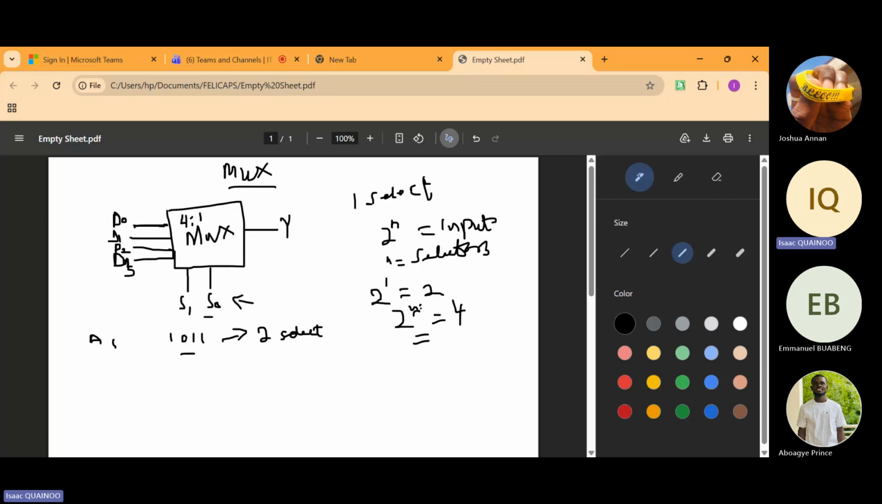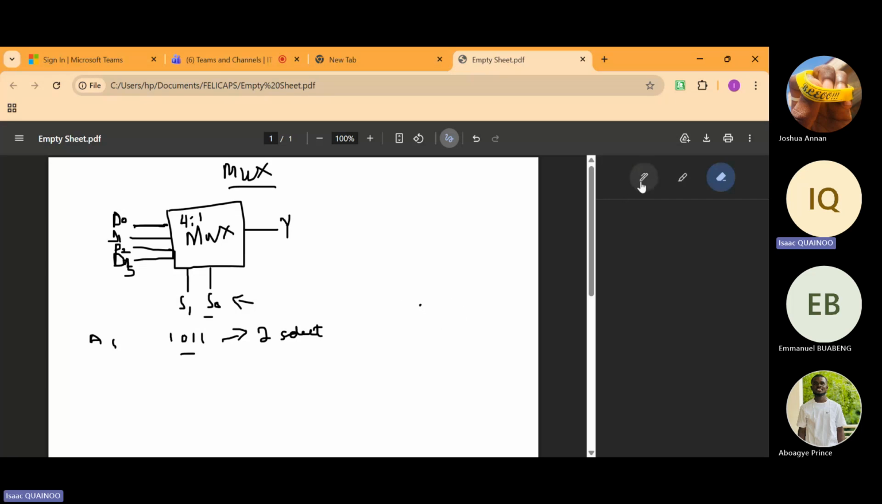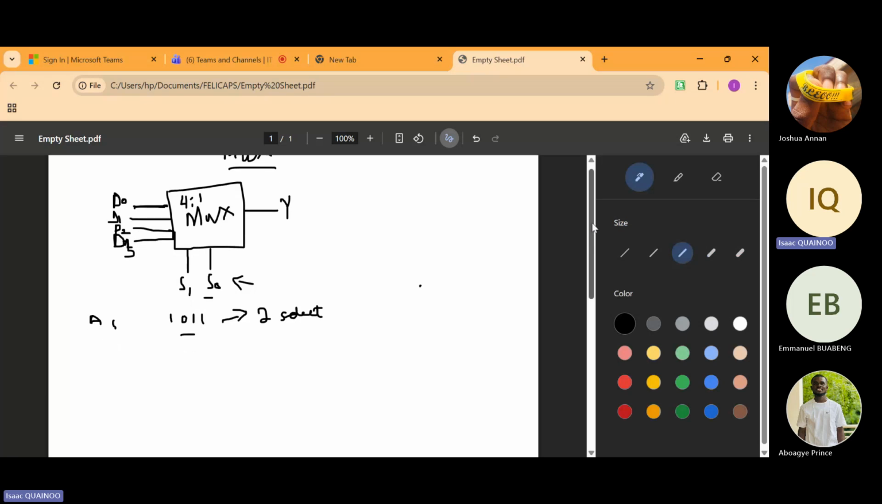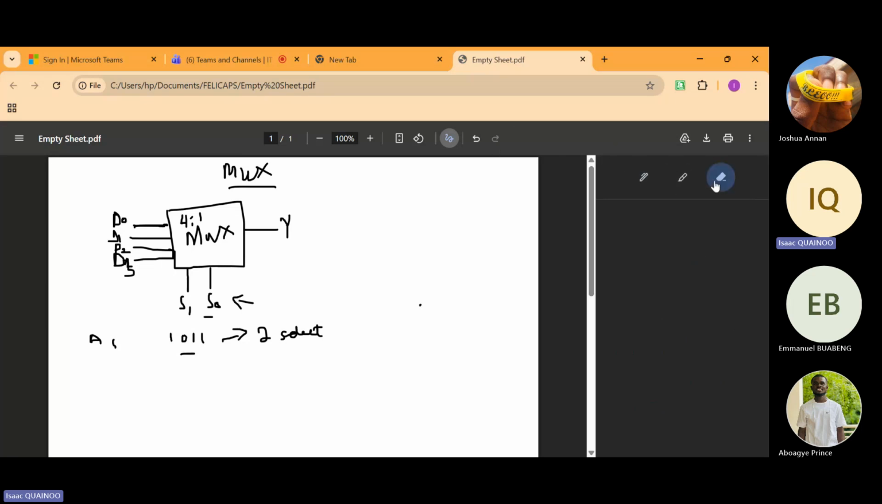Okay. So now let's look at the truth table. Interestingly, when it comes to multiplexers, their truth tables are very simple to work out, irrespective of the number of inputs you have, because it follows a particular pattern. Once you understand the pattern, you are good to go. So let's look at a mux with 2 inputs.